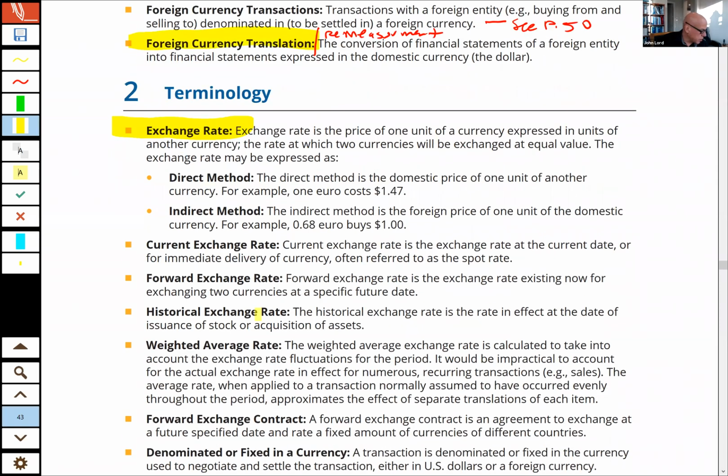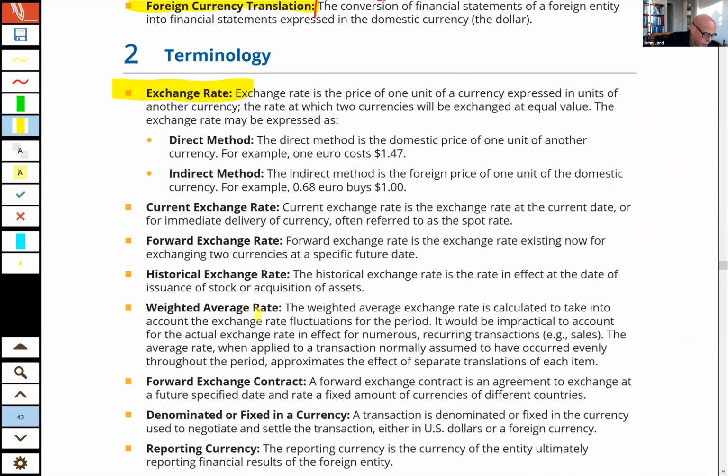Okay, so let's just understand what some of these are. Current exchange rate is the rate at the current date for immediate delivery. It is sometimes called the spot rate. Why don't you flashcard that the current exchange rate is sometimes called the spot rate.